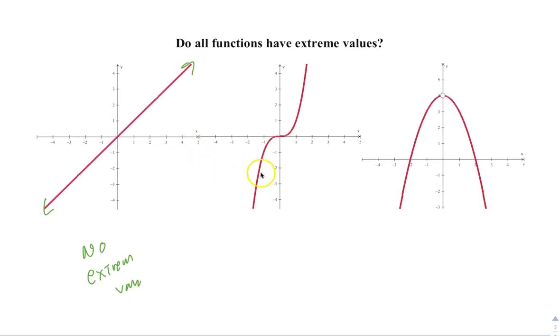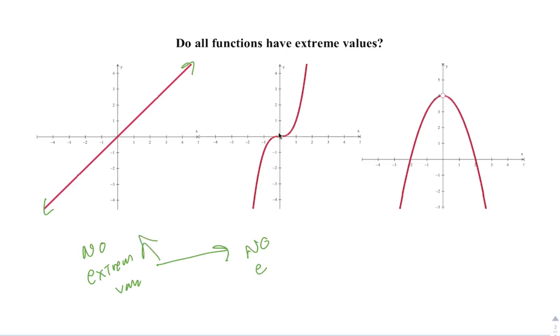Here, you kind of say, oh, maybe there's one right there. But it's not a local max because there are points right here that are above it. It's not a local min because there are points below it. This is actually what's called a stationary horizontal inflection point, which is not an extreme value. So again, no extreme value.